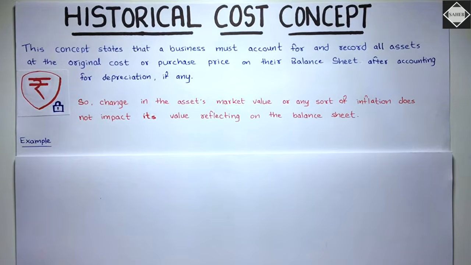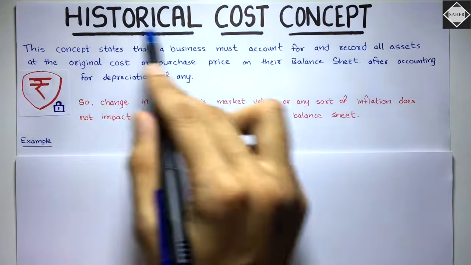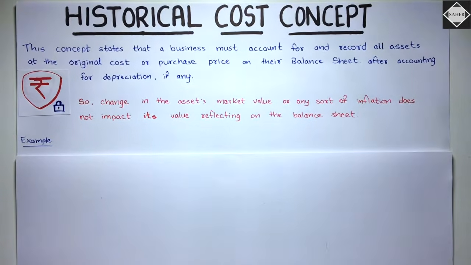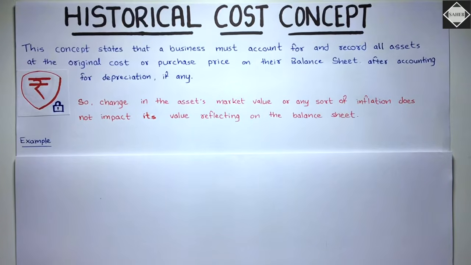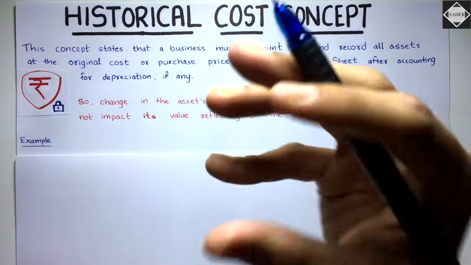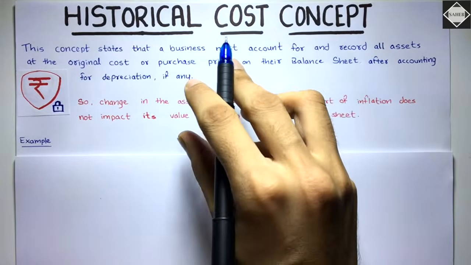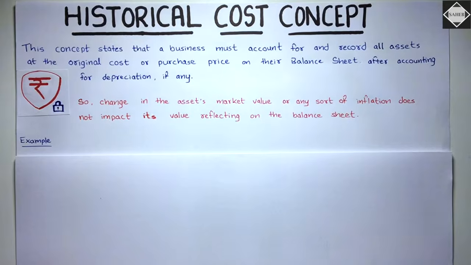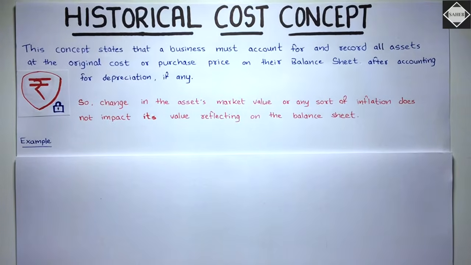Today in this video we are going to talk about what this historical cost concept in accounting is and what it really means. See, it's really simple. What this concept says is that whenever you purchase any asset and you want to record that asset into your books of accounts, then you have to recognize that asset and record it at its cost price. But now you will say, what is cost price?